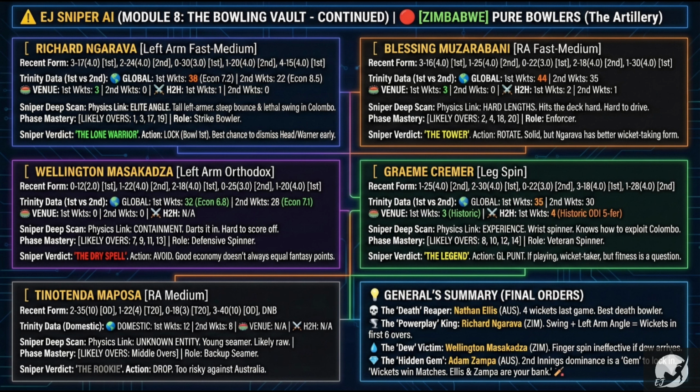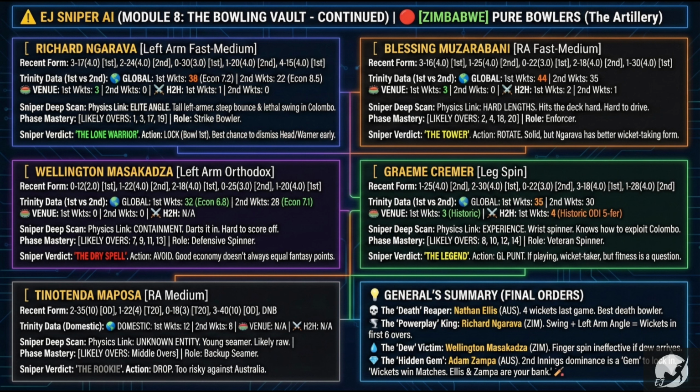Target 2, Blessing Muzarabani. He is the Tower. He hits the deck hard, but on this slow pitch, the ball sits up to be hit. He is a rotation pick, not a priority. Now, the avoid list. Wellington Masakadza. The data shows a dry spell. He is defensive. In fantasy, defense gets you 0 points. Drop him. Tino Tenda Maposa, an unknown entity. Never bring a rookie to a war zone.